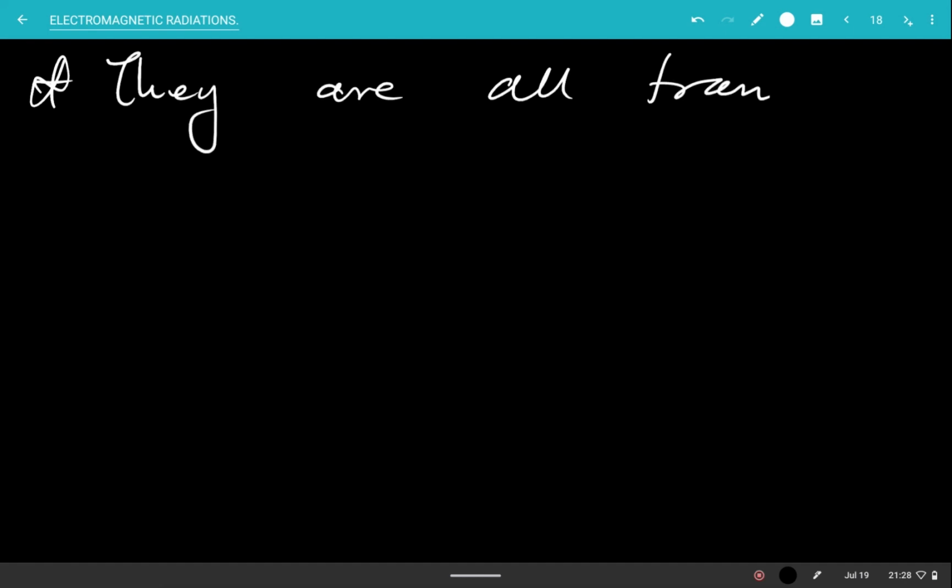Now, when I say transverse waves, what we need to understand is that we have longitudinal waves as well as transverse waves. When we say transverse waves, it means that the vibration of the particles is perpendicular to the direction of travel of the wave. That's what it literally means.